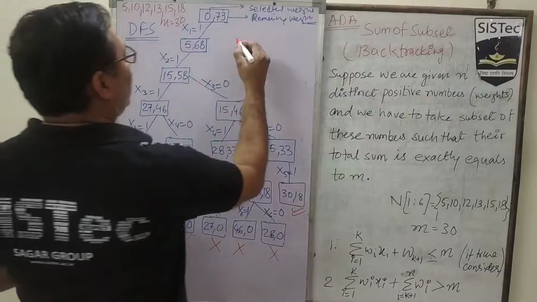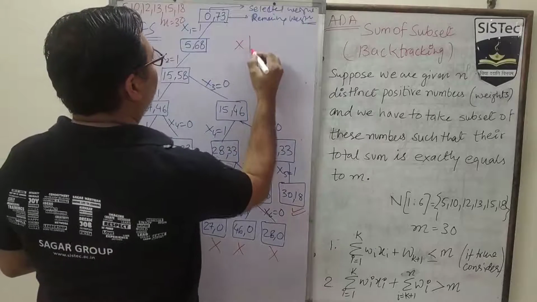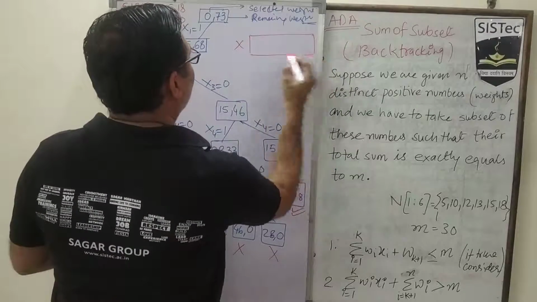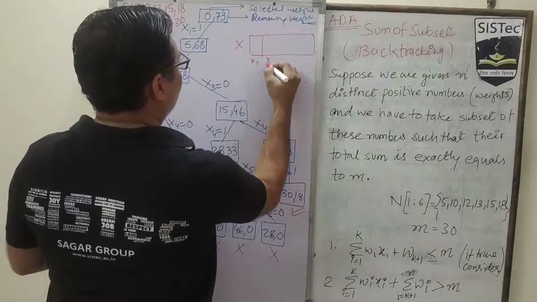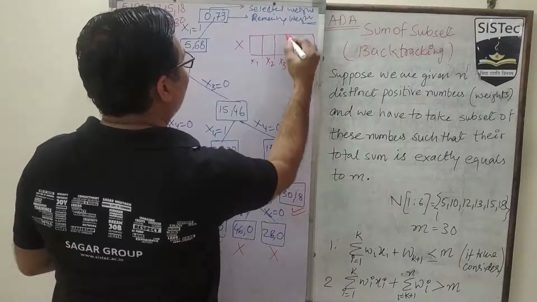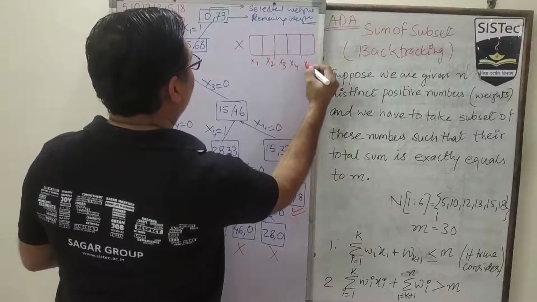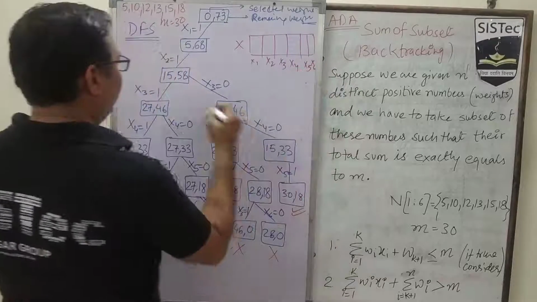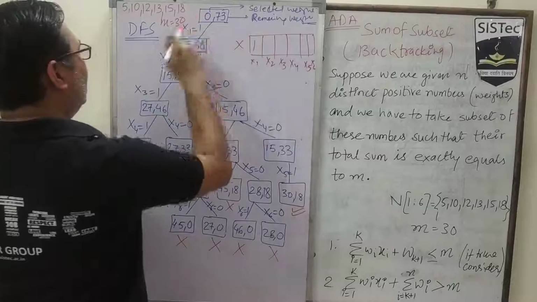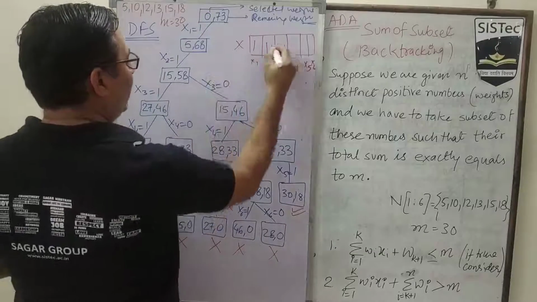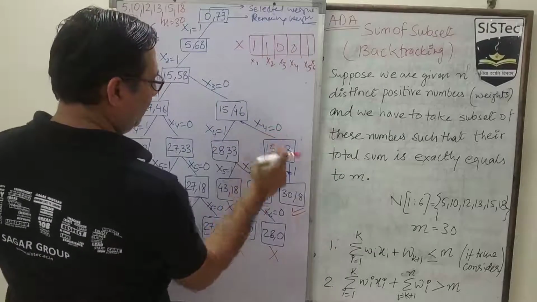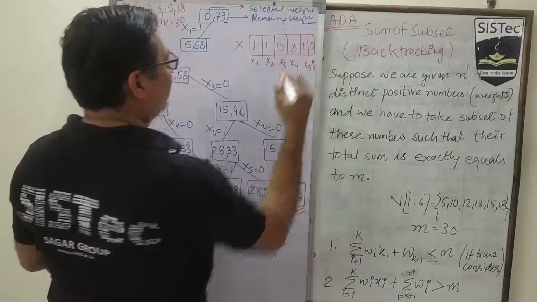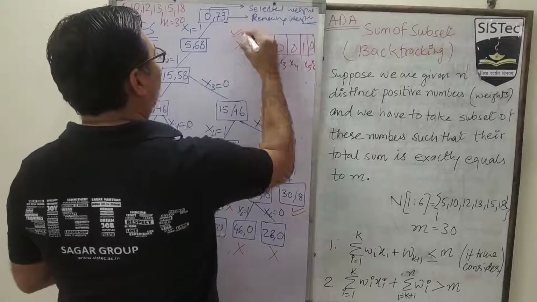If you just see the solution space, you can see this is x1, this is x2, this is x3, this is x4, this is x5, this is x6. We have considered 1, we have considered 2, we have not considered third, we have not considered 4, we have considered 5th, no need of 6. So this will be one of our solutions.